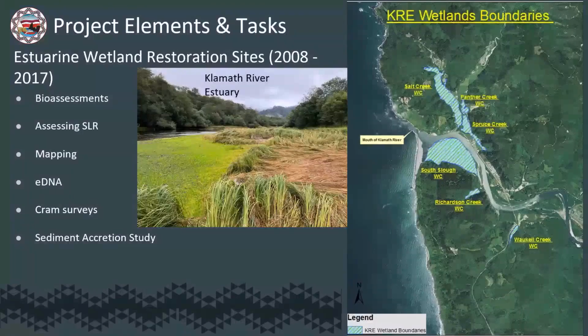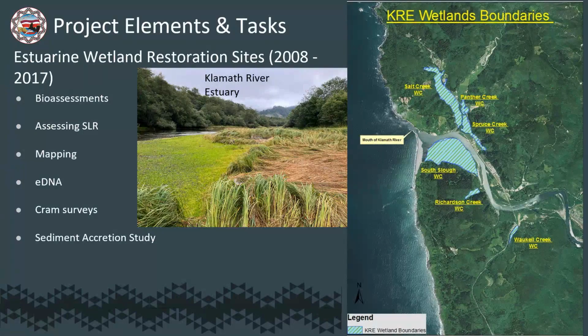Hi, my name is Michelle. I'm the wetland scientist for the Yurok tribe. And the purpose of the Yurok tribe Environmental Department's wetland program is to inventory, monitor, and assess wetlands within the reservation. The wetland program works alongside the Yurok tribe's watershed restoration and fisheries departments.